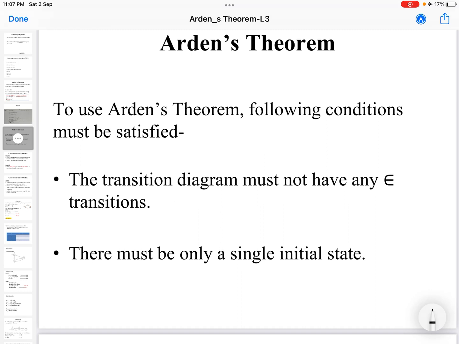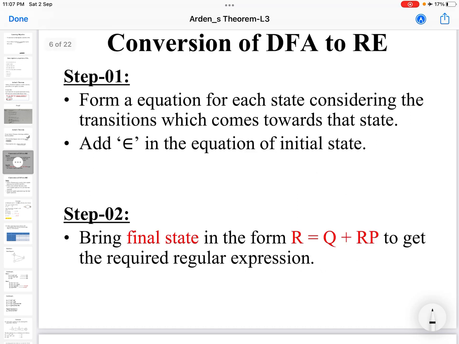To use Arden's theorem, the following conditions must be satisfied. The transition diagram must not have any null transitions. There must be only a single initial state. Final states can be many, but the initial state will be only one.